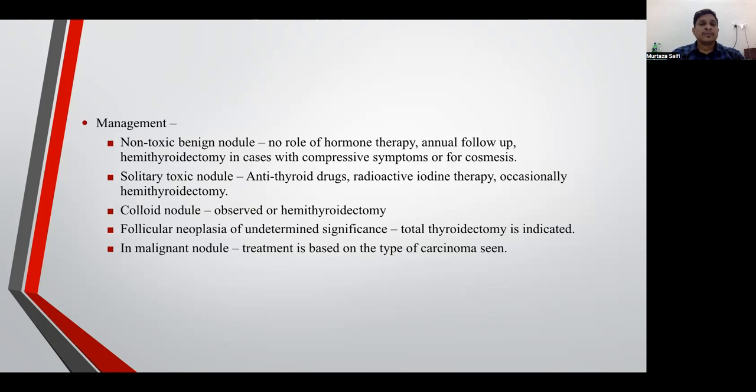When it is a colloid nodule, it is observed or hemithyroidectomy should be done. Then follicular neoplasia of undetermined significance, total thyroidectomy, and in malignant nodule treatment is based on the type of carcinoma and basically on the stage of carcinoma. So broadly, this is the management of non-toxic nodule, solitary nodule, colloid nodule, and follicular malignant nodule.